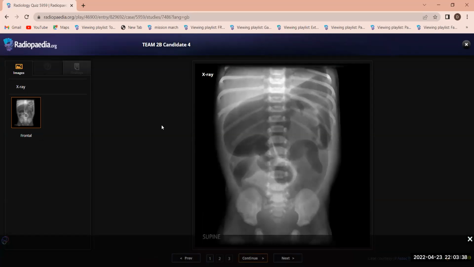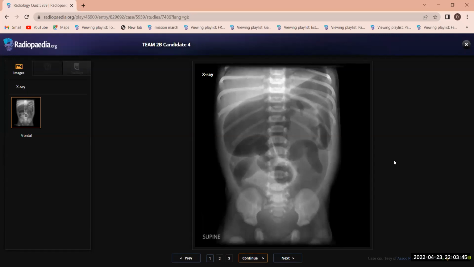I've been provided with a frontal projection of X-ray abdomen of a child. I'm not sure about the exact age, in which there is marked dilatation of the small and large bowel loops. I do not see any air in the region of the rectum. But otherwise, the small and large bowel loops, in particular the large bowel loops, are markedly dilated. I can't really see any pneumoperitoneum or any evidence of pneumatosis intestinalis in this pediatric patient. I can't see any evidence of portal venous gas.